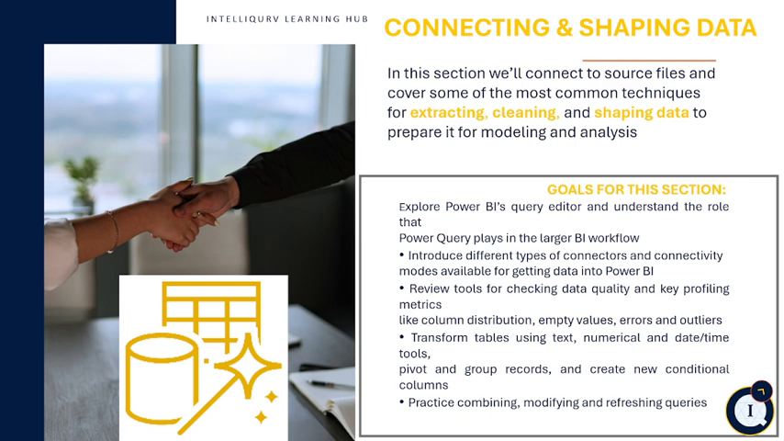Our goals for this section would be to explore Power BI's query editor and understand the role that Power BI query plays in the larger BI workflow. It introduces different types of connectors and connectivity modes available for getting data into Power BI. It reviews tools for checking data quality and key profiling metrics like column distribution, empty values, errors, and outliers. It also helps in transforming tables using text, numerical, and date and time tools, pivot and group records, and create new conditional columns. It will also help in practicing combining, modifying, and refreshing queries.